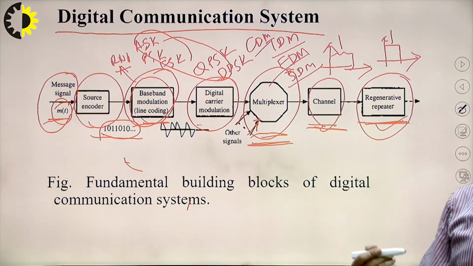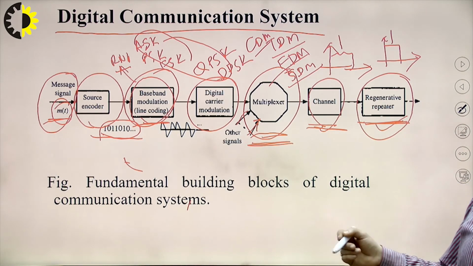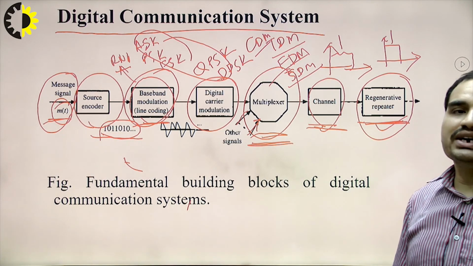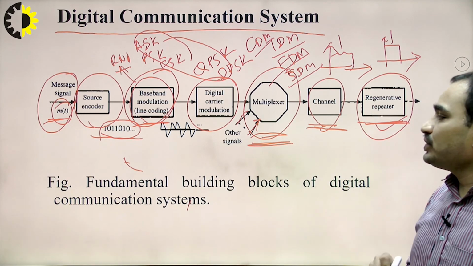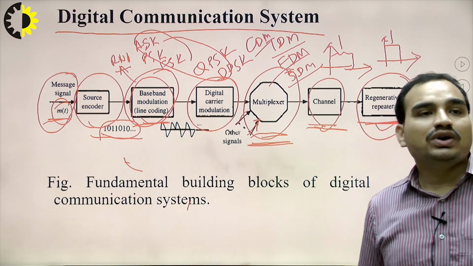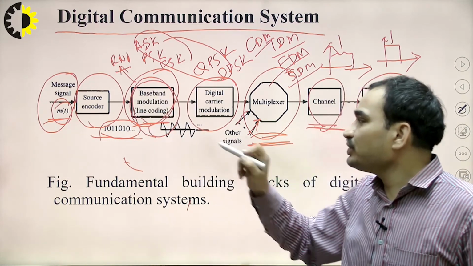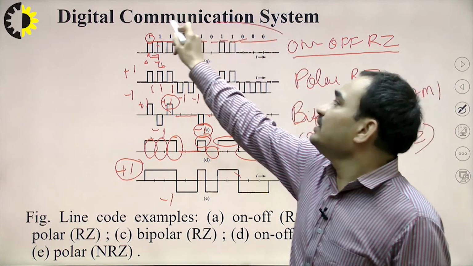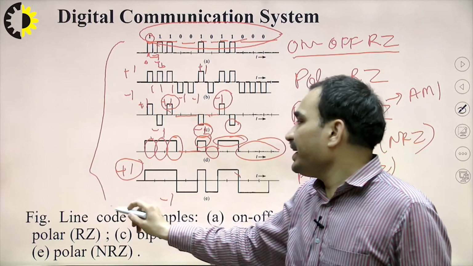Then we solved one numerical based on this, and then we introduced the digital communication system and its basic block diagram, and how we can represent it in a most compressed form. Then we detailed the line coding schemes. Different line coding schemes we have summarized for a given data.